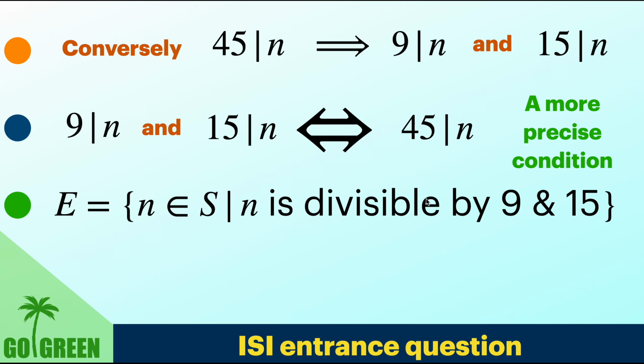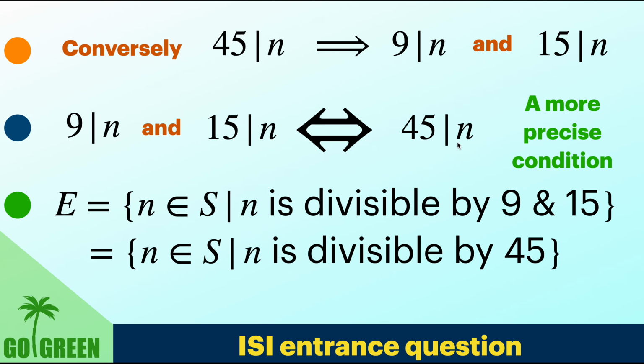Fine. So then what was E? E was the collection of all the natural numbers from S, of course, which are divisible by both 9 and 15. But we know that 9 divides n, 15 divides n is equivalent to saying 45 divides n. So then we can give this equivalent description: n belongs to S such that n is divisible by 45. This gives a more clear vision, right?